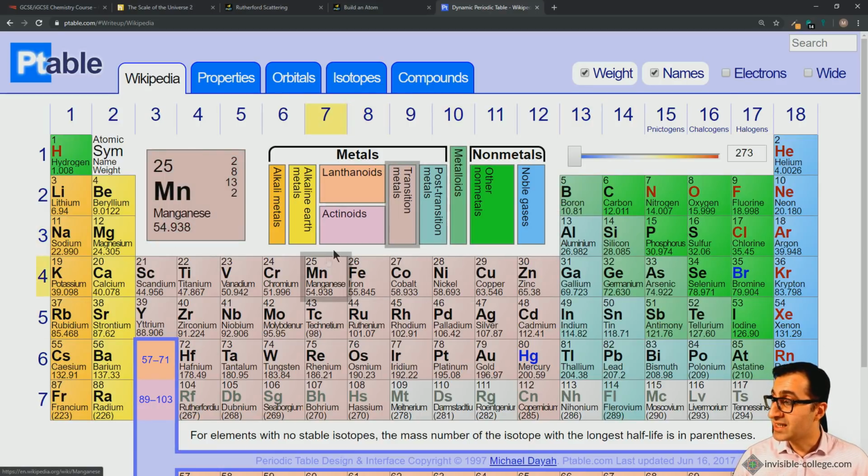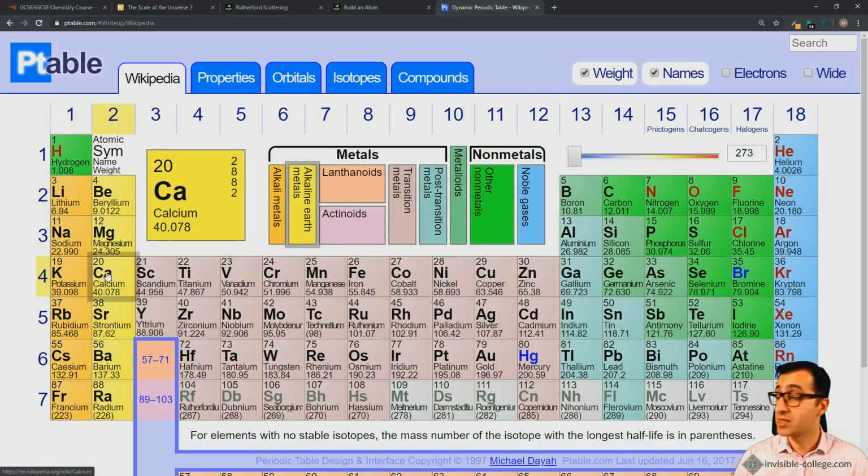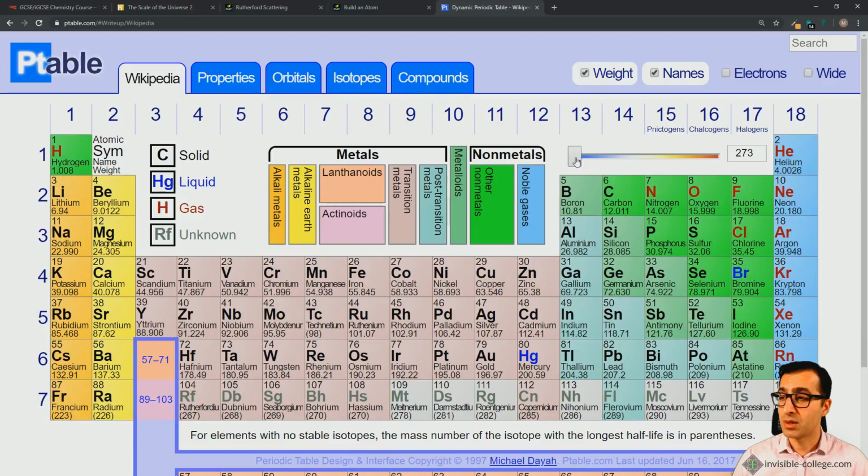Now, you only really need to know the electronic structure of the first 20 elements at GCSE. So everything from hydrogen to calcium, everything from atomic number 1 to atomic number 20. The electronic structure of elements beyond calcium gets considerably more complex, and you only really need to know those or be able to construct those at later levels of education, A level and beyond.